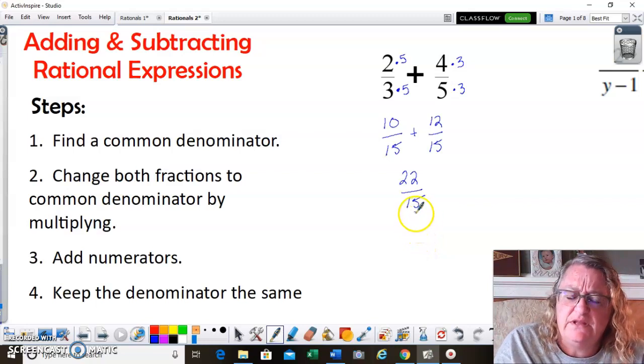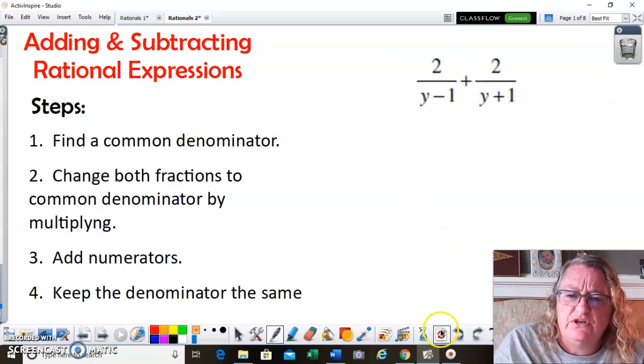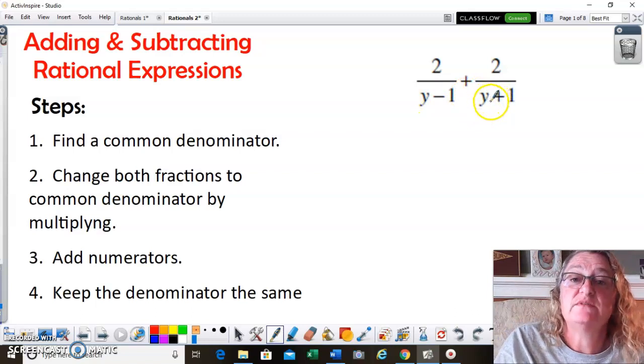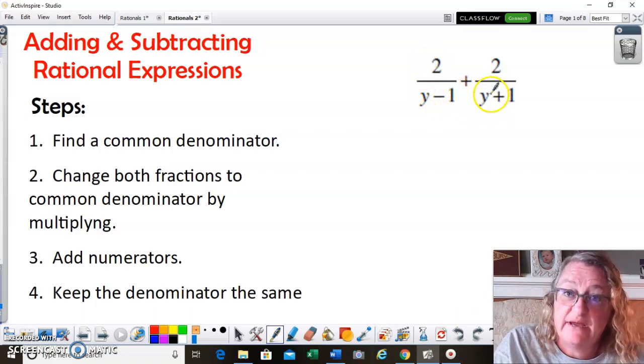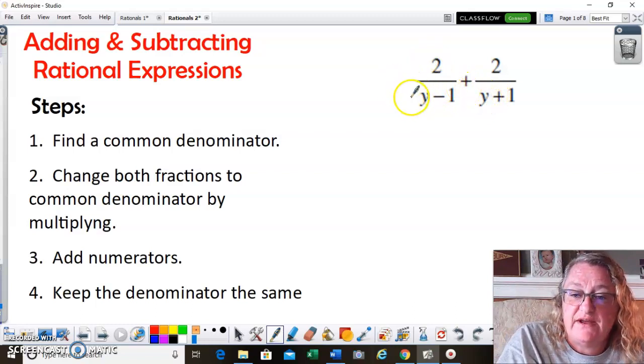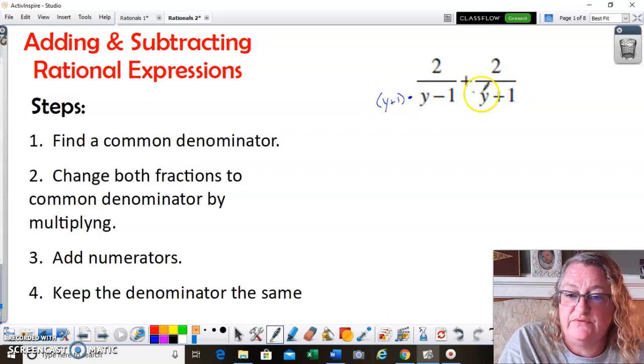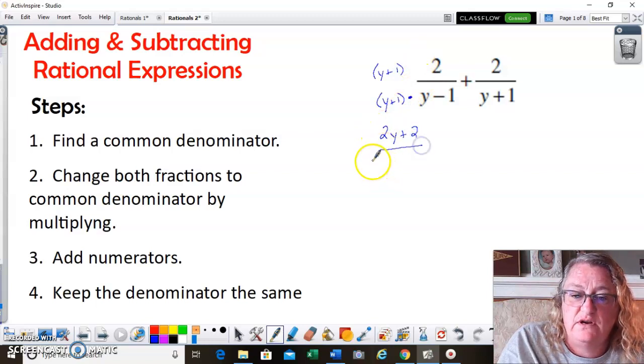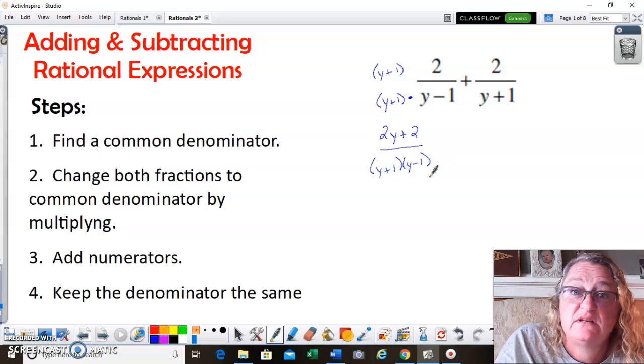Let's look at it with a little bit more difficult situation going on. So here is our situation. We do not have like denominators, so the very first thing we have to do is come up with like denominators. And we're going to change them by multiplying the top and bottom by the denominator of the other fraction. So this fraction is going to be multiplied by y plus 1, because that's the denominator over here, and I'm going to do it to the numerator as well. So this fraction becomes 2y plus 2 over, and I'm just going to leave this in factored form because that's what's going to serve my purpose best later on.